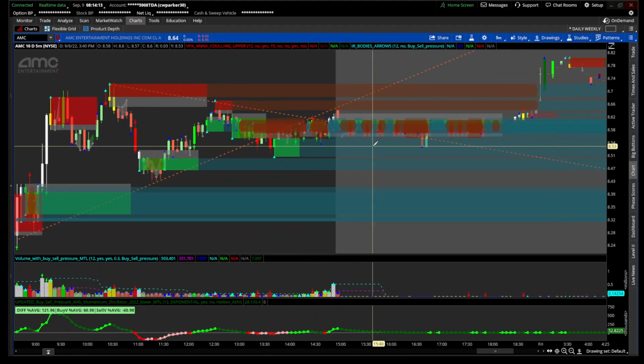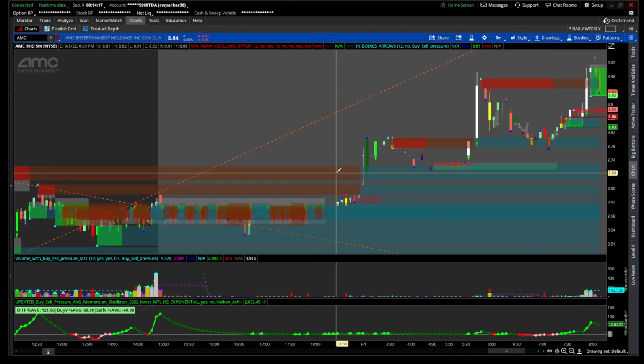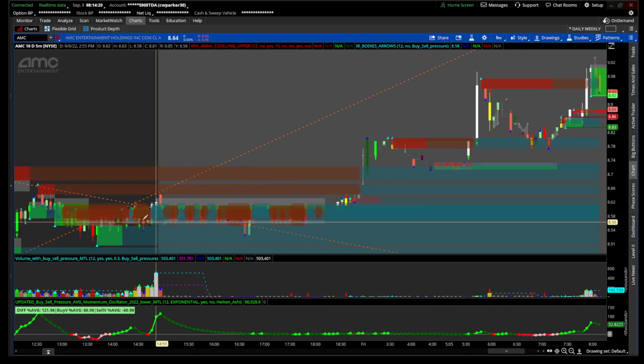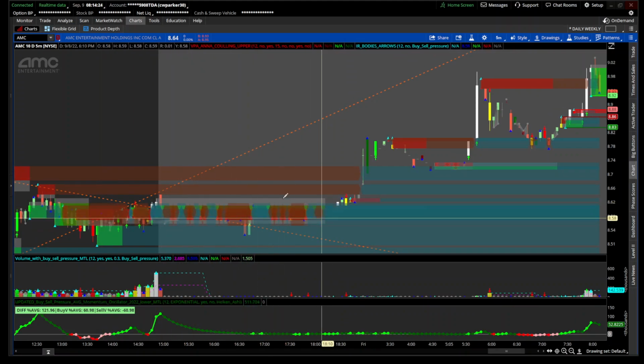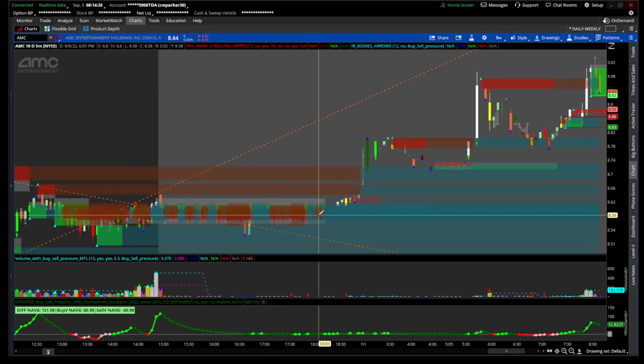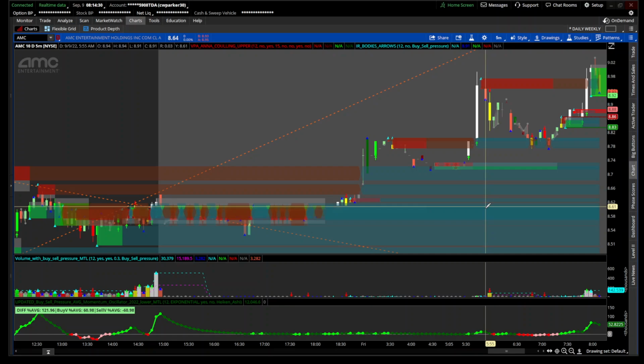And you can see right here, it really got tangled up in these clouds. That's one of the reasons why I put in there where you can limit the amount of clouds, because you can't even really see price. But this is after hours as well. But you see how price had to fight above this, and it became support.